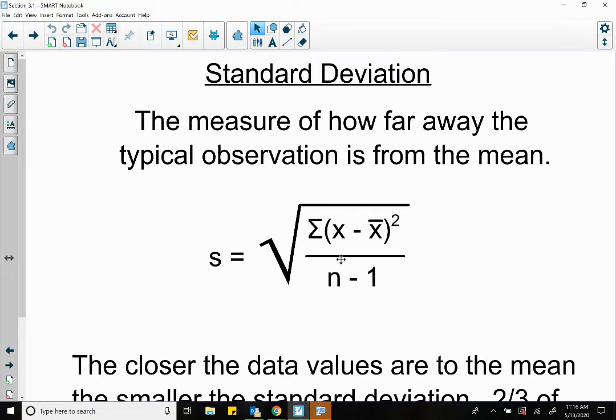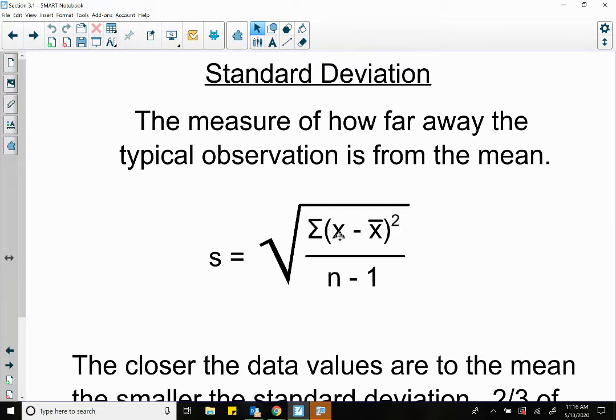This is the giant formula. Again, this is why I don't want you doing this by hand, because if you have a lot of data, let me talk to you about what this formula means real quick. So again, you've got sigma, which means we're going to add. So the first thing you'd have to do is take every data value and subtract the mean from it. So that means if I have 100 pieces of data, I'm taking each one of those pieces of data and subtracting the mean from it. Okay? And then once you subtract those, you're going to square every answer.